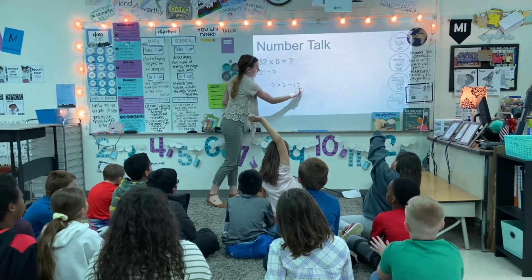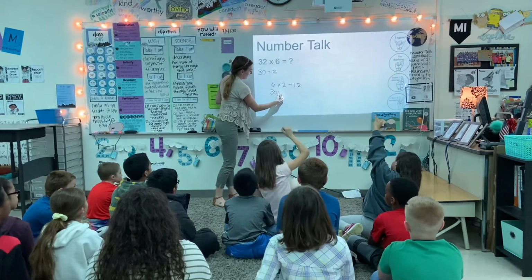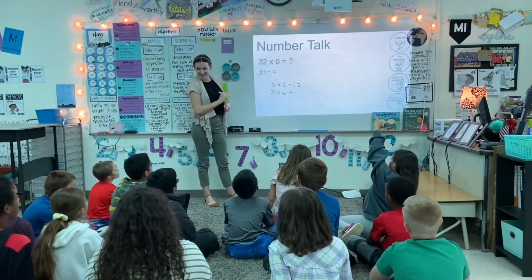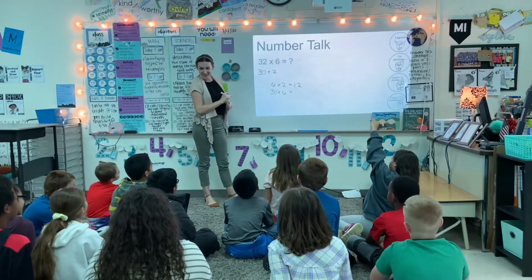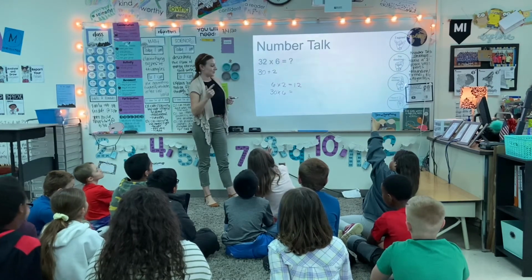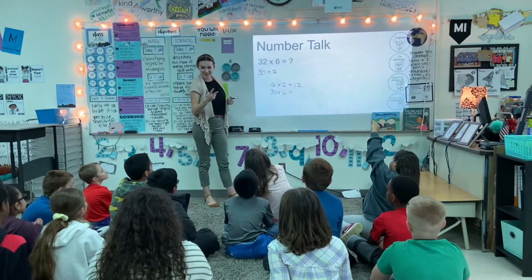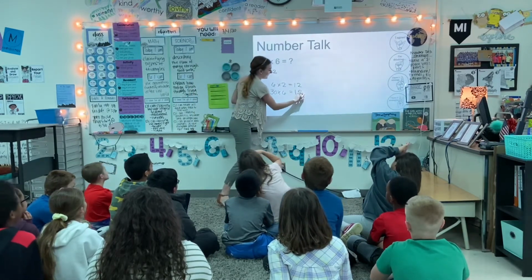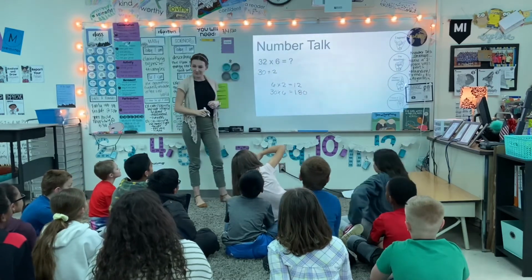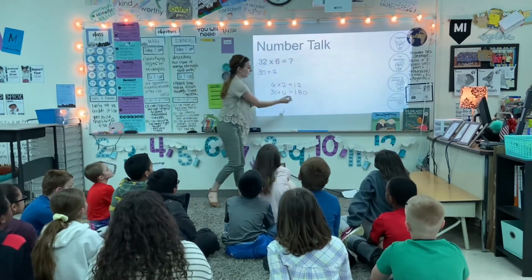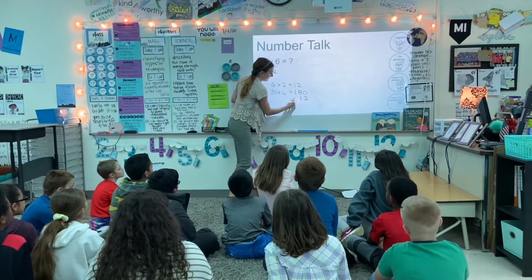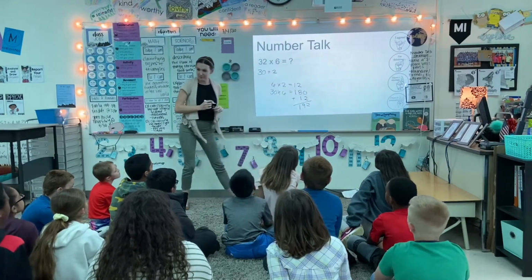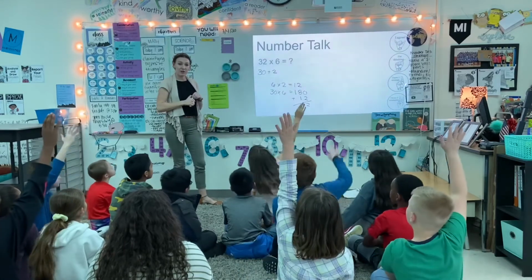And then I did 30 times 6, and I got 180. And what did you do? I added 12 plus 180. Looks about right. Okay, do we have any other strategies?